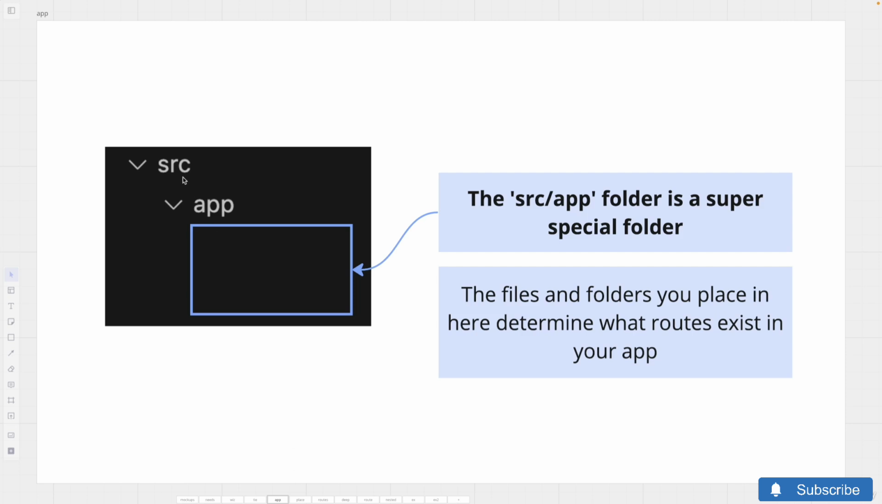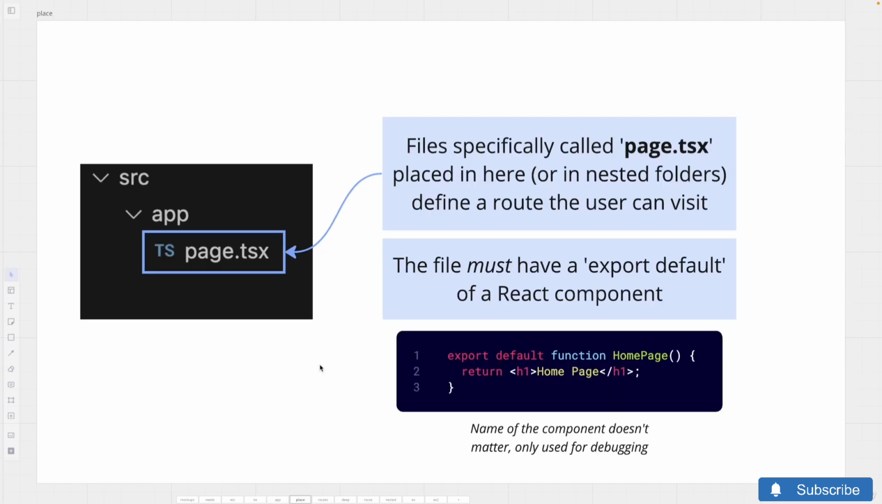The src app directory inside of our project is a super special folder. We are going to eventually add many different files and folders into this directory. The different files and folders we add inside of here determines what routes exist inside of our application. So in other words, what pages a user can visit. Now here's a little bit more detail.